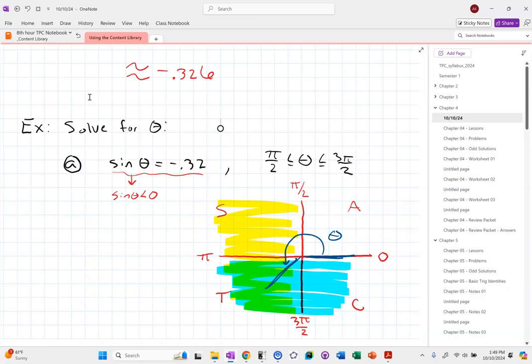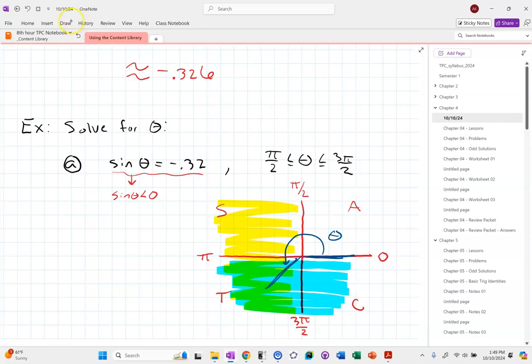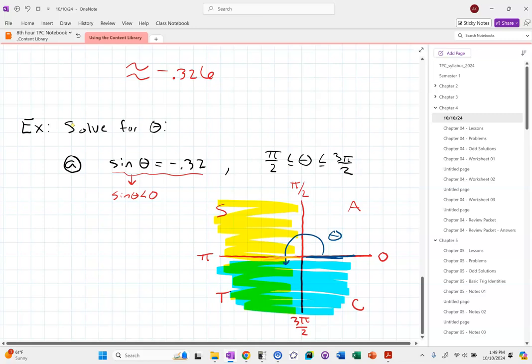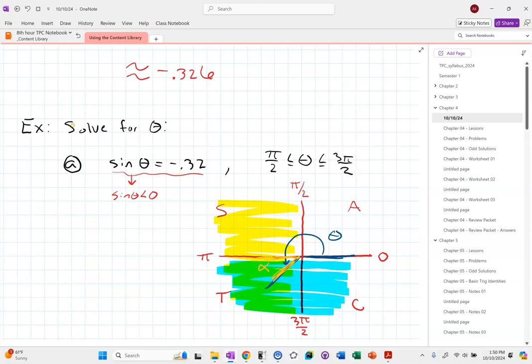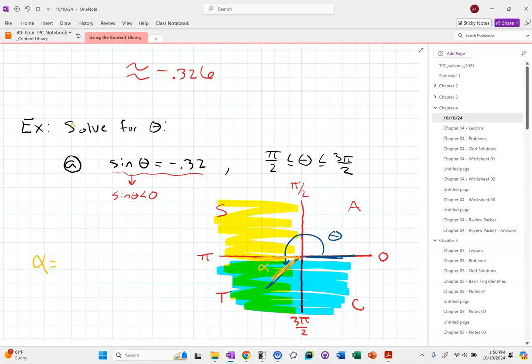I'm now going to define another angle. Let's use a different color, I don't like this color, it's hard to see. The angle is here, between the x-axis and the terminal side. I'm going to call that angle alpha. So alpha is always between the x-axis and the terminal side of theta.